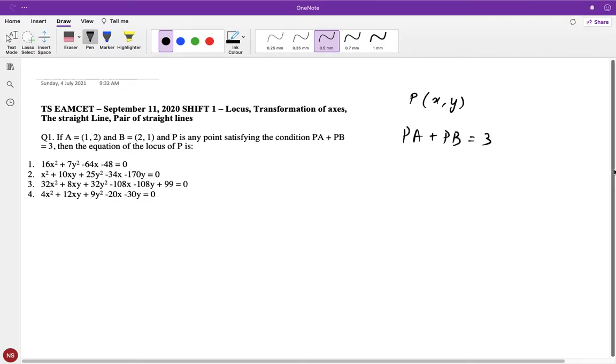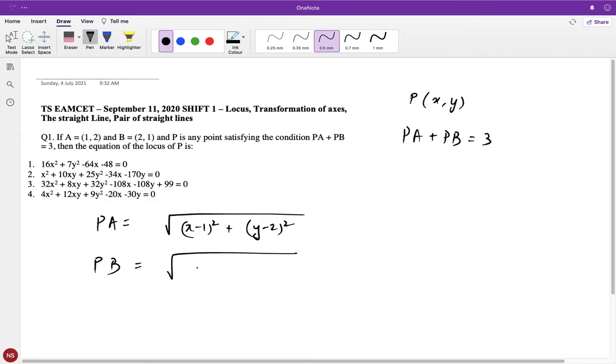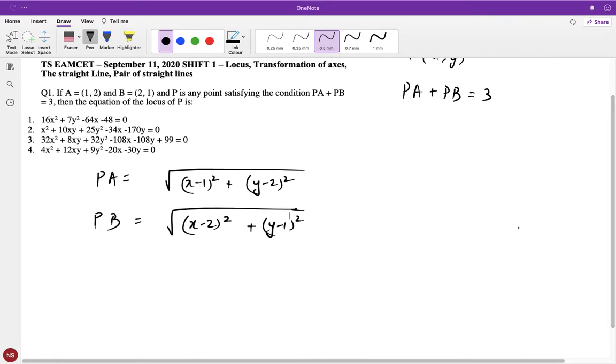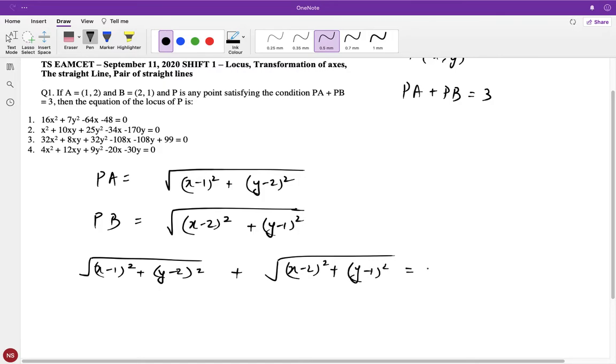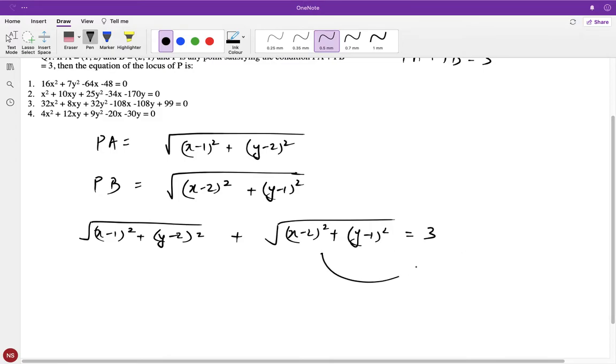Now I have to find the locus of P. So what is PA in this case? PA is the square root of (x minus 1) whole square plus (y minus 2) whole square. And what will be PB? PB is the square root of (x minus 2) whole square plus (y minus 1) whole square. So the sum of these two is equal to 3. Right? Very easy.